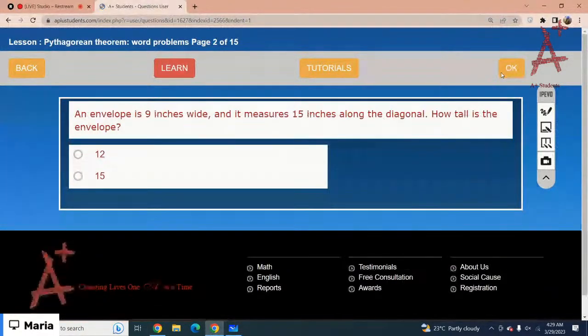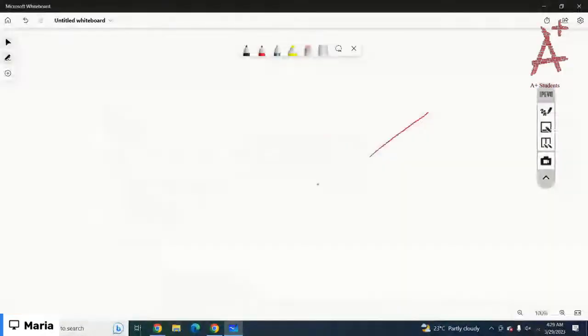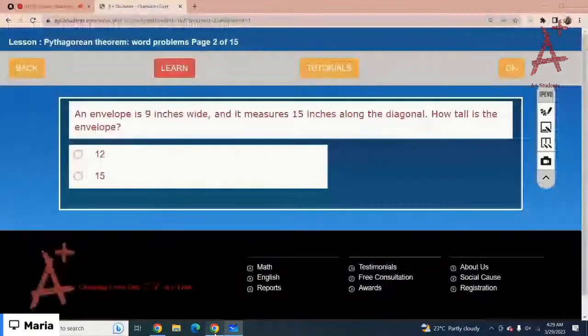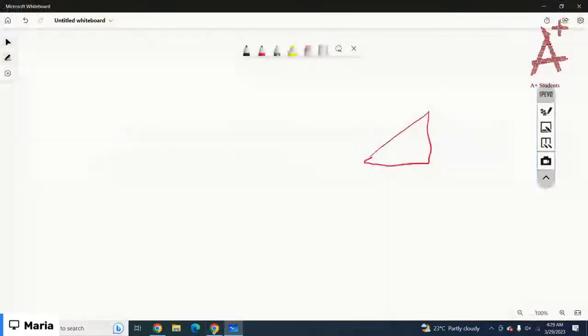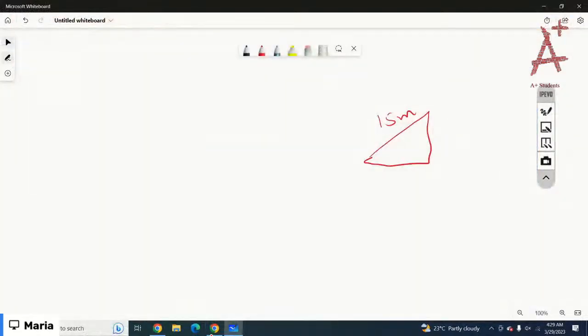Okay, the next one is: an envelope is 9 inches wide and it measures 15 inches along the diagonal. How tall is the envelope? This is the diagonal in the rectangle. Got it? Whenever you have the word diagonal, that means that is the length of the hypotenuse. 15 inches, and here is 9 inches, not the meter.